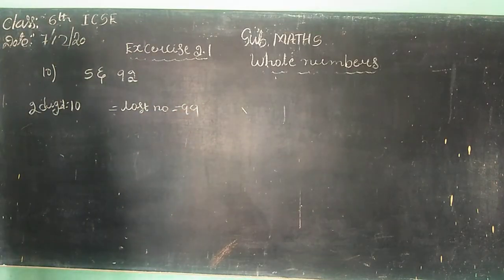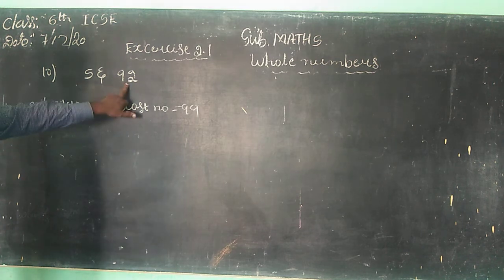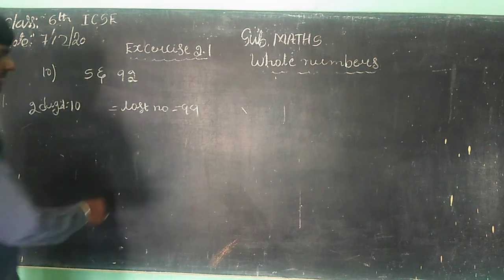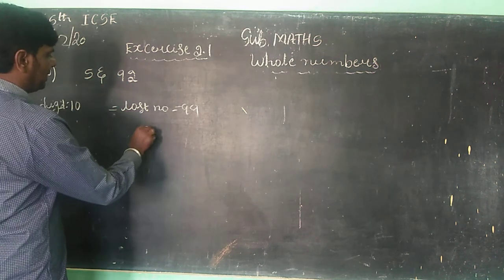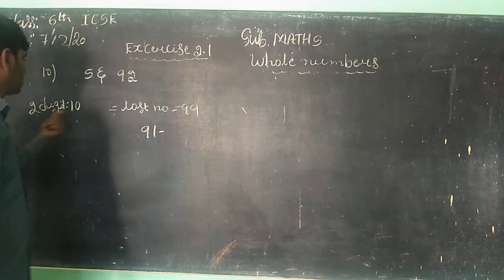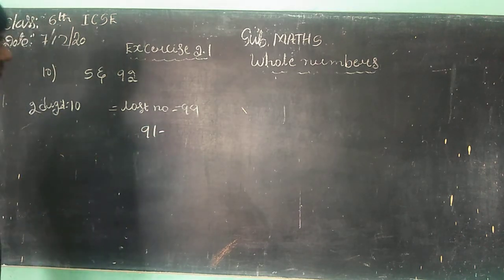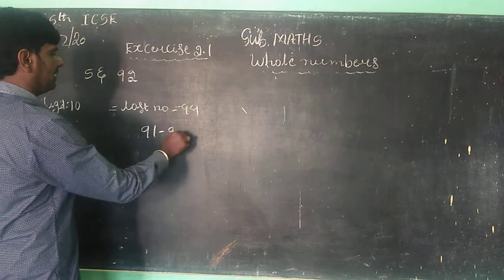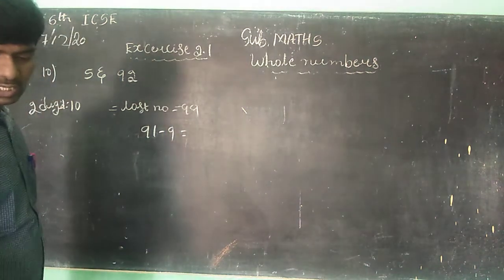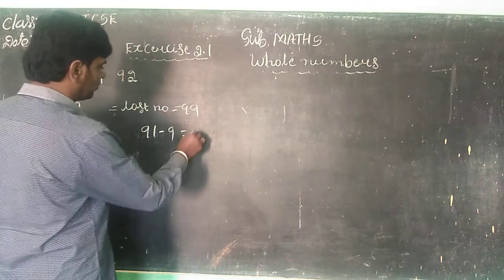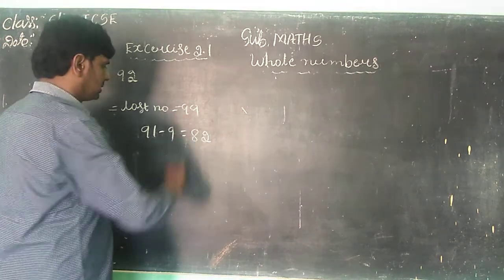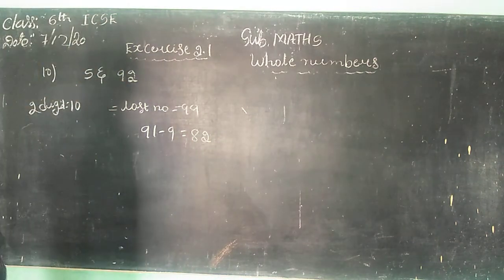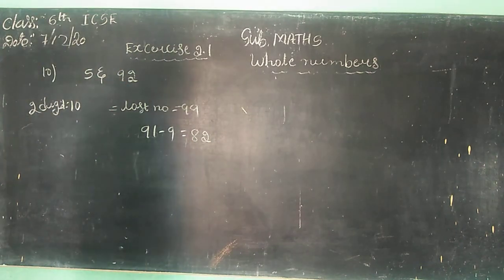That's why we want to subtract. How? It is very easy, children. And 92 will be, from 10 and 92. 10 and 92 is there. That's why we take the before number. What is that? 91. Correct. Minus 0 to 9, because 10 is not 1. Now we want to subtract. 91 minus 9 is equal to how much, children? That number is equal to 82. Correct. Children, this is a very simple question.